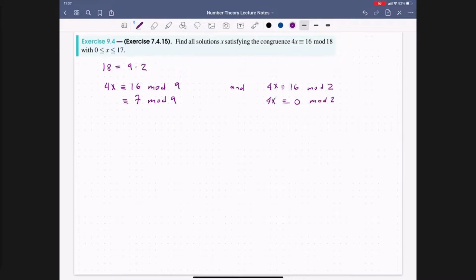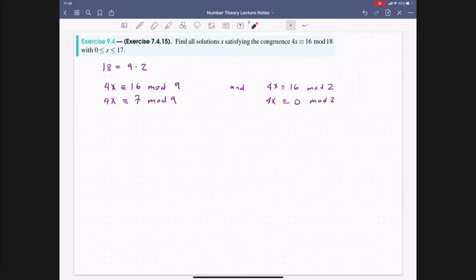But I want us to now investigate what's happening on the right hand side. We have 4 times x congruent to 0 mod 2. So what solutions work for x? Well, we can plug in 0, that works. We can plug in 1, that works because we'll just have 4 mod 2. And so the key thing is, because the right hand side is 0 and we have a factor of 4 in front of x, when we reduce mod 2, this is always going to be 0. So in other words, finding the solutions for x only depends on the mod 9. So if we solve this congruence, we are done.